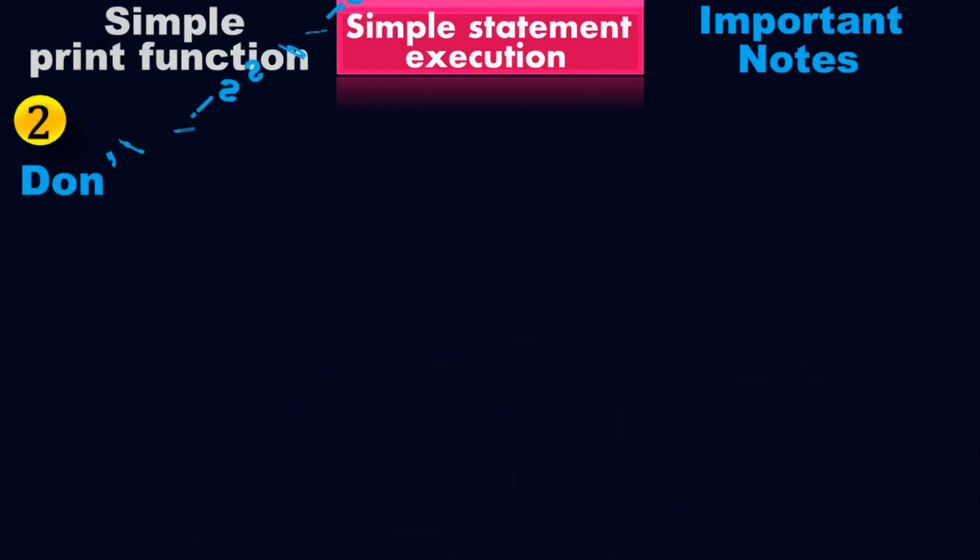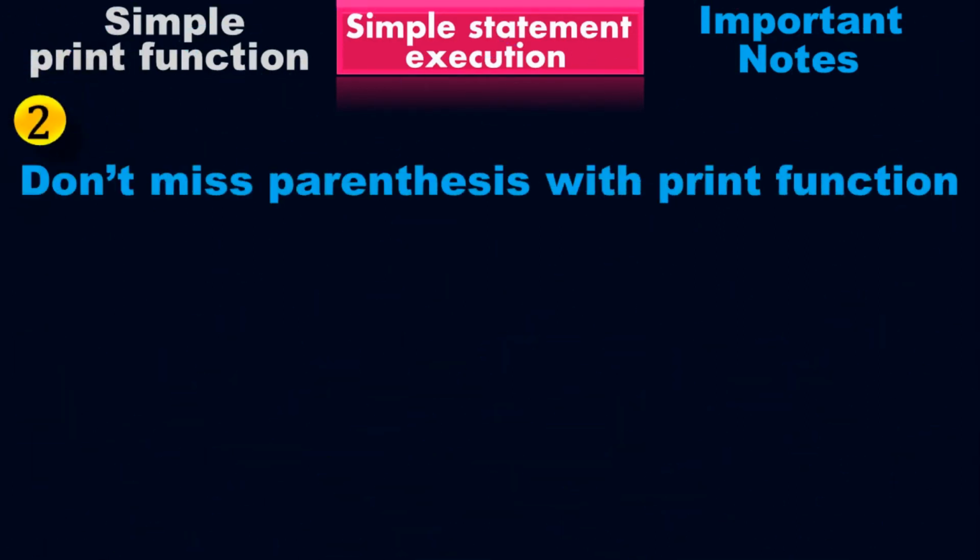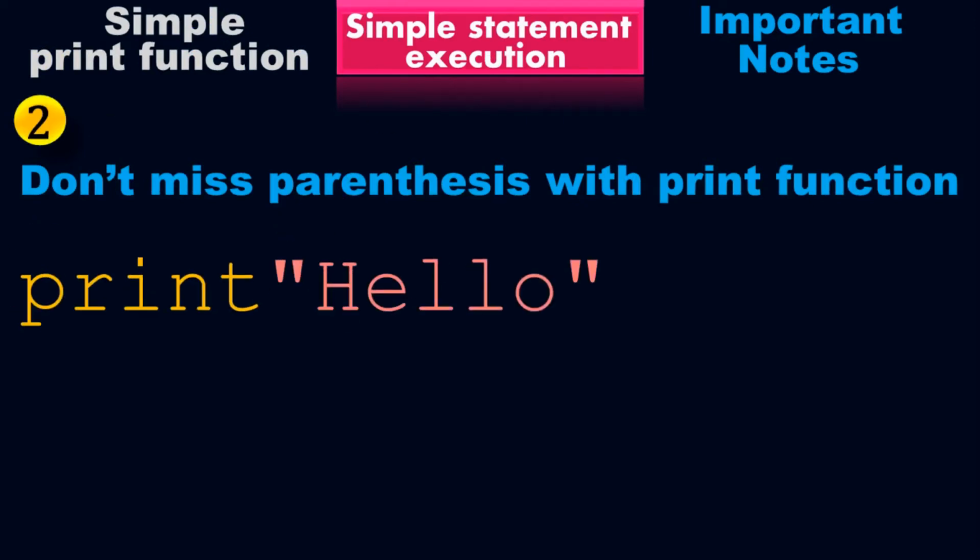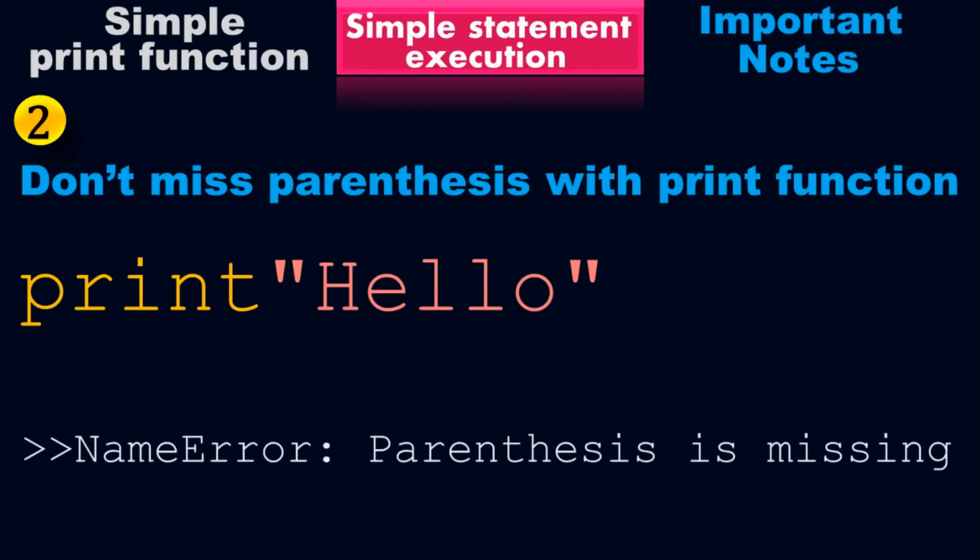Point number 2. Don't miss parentheses with the print function. For example, if I put print of hello without parentheses, in the output it gives name error. Parenthesis is missing. Point number 2 shows that don't miss parentheses with the print function. The time when you use the print function, you must put parentheses. The expression inside the quotes must be within the parentheses. You have to put parentheses here and here. It has to be enclosed. This thing has to be enclosed in the parentheses.